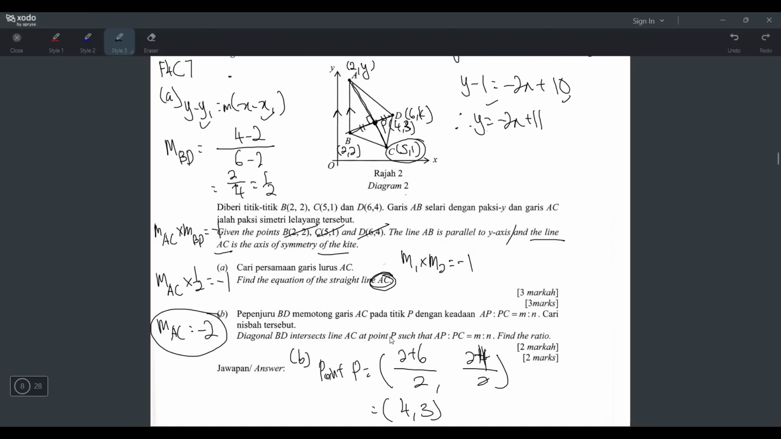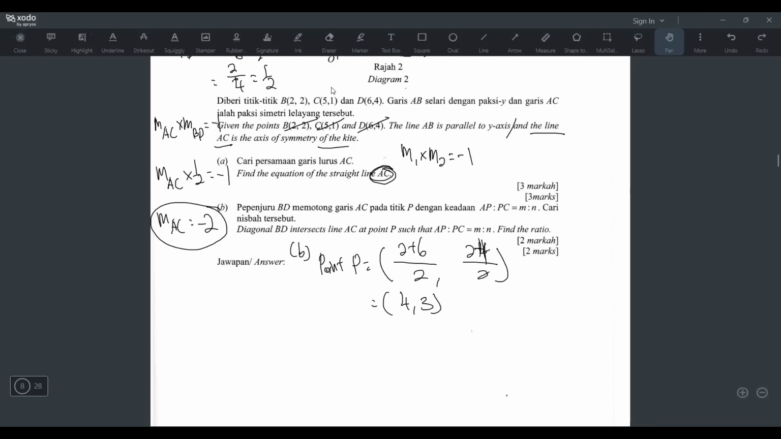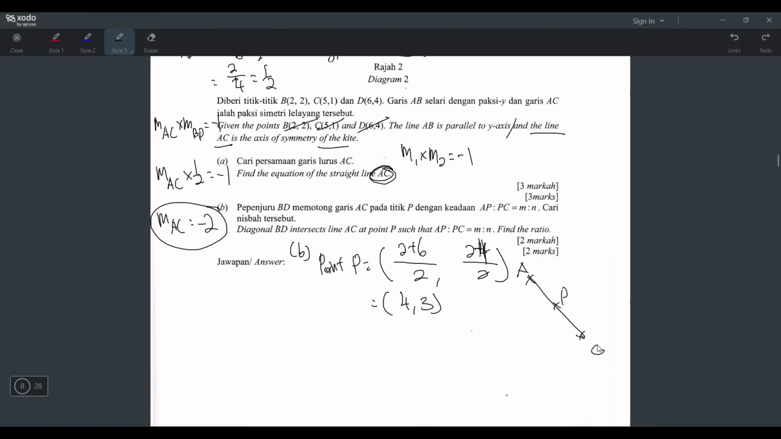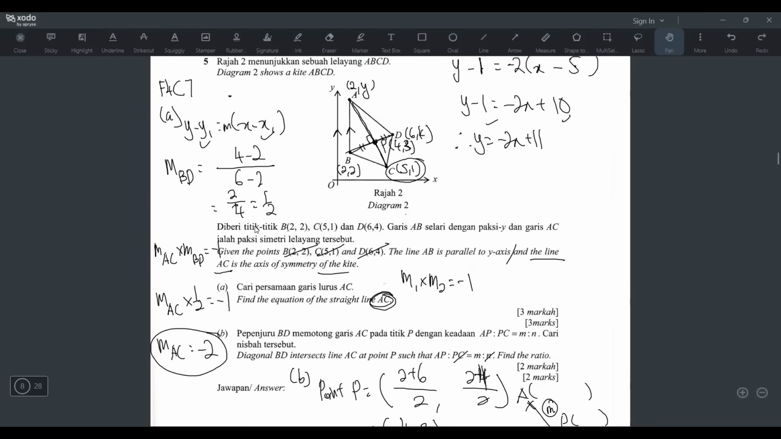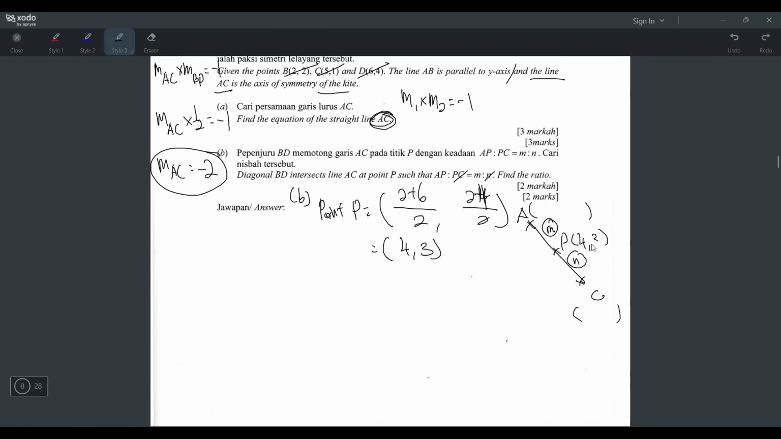So they say that point P such that AP, PC, MN, find the ratio. So the AP, okay, I feel like it's better I just draw out a new one. Let's draw it here. So we have point A, point P, and point C. The ratio AP is M, and then PC is N. And do we have all three coordinates? If you have all three coordinates, then it's good. Okay, I have the point P (4, 3), and C (5, 1). Okay, all right. If I need the point A.